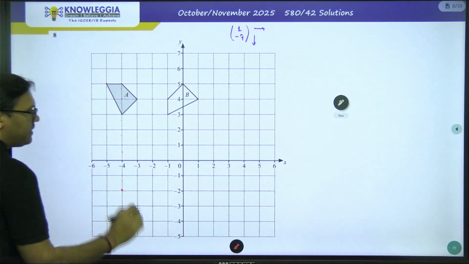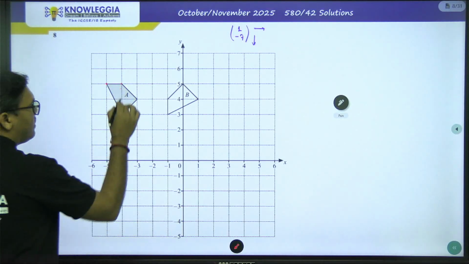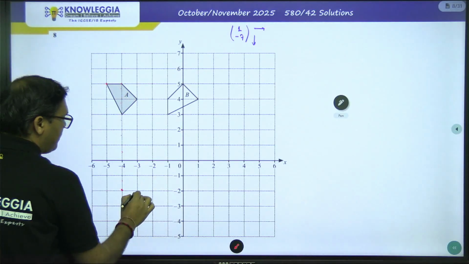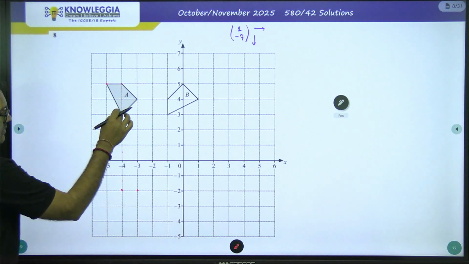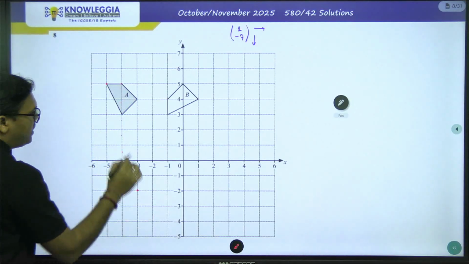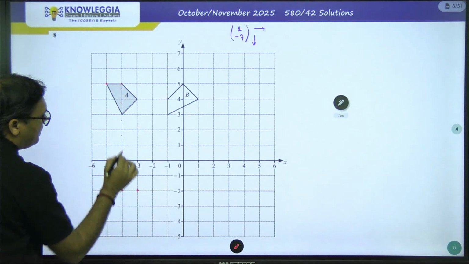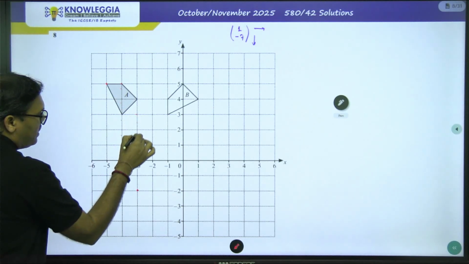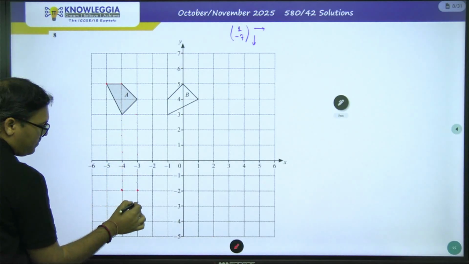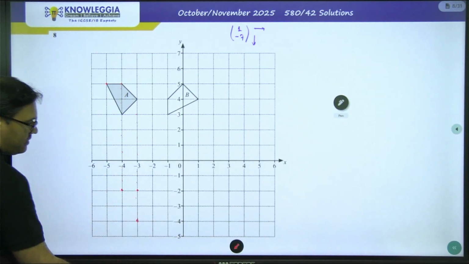So this point will come here. Now this is clear. This point you can see will be here, right? If I take this point, this point will shift 1 unit. So it will be 1 unit somewhere here. This is 1 unit here and 7 units down. So you can see 1, 2, 3, 4, 5, 6, 7 units down like this.